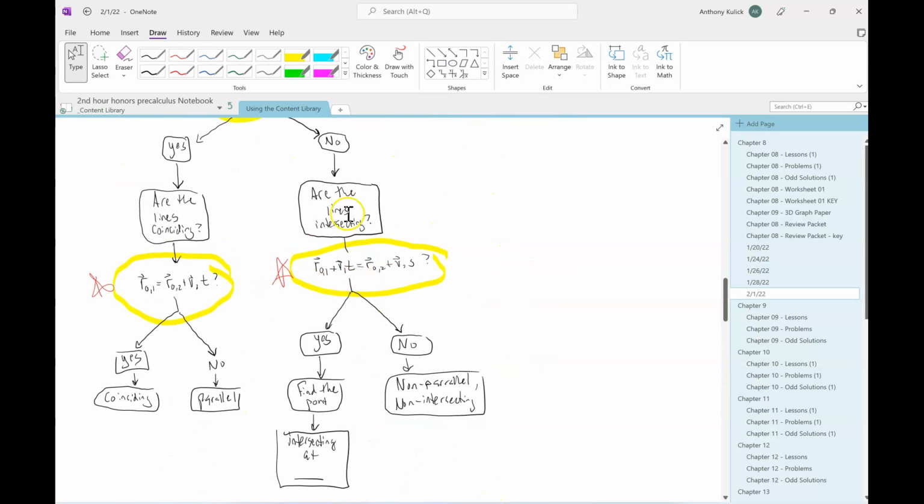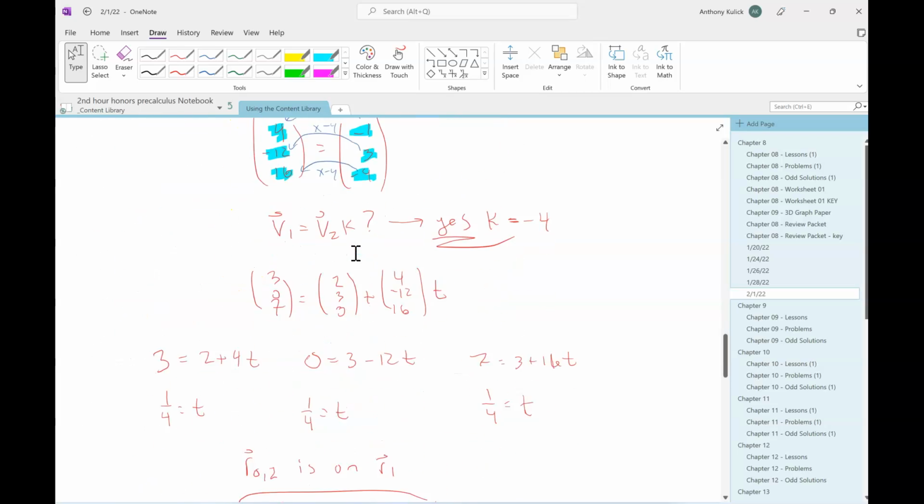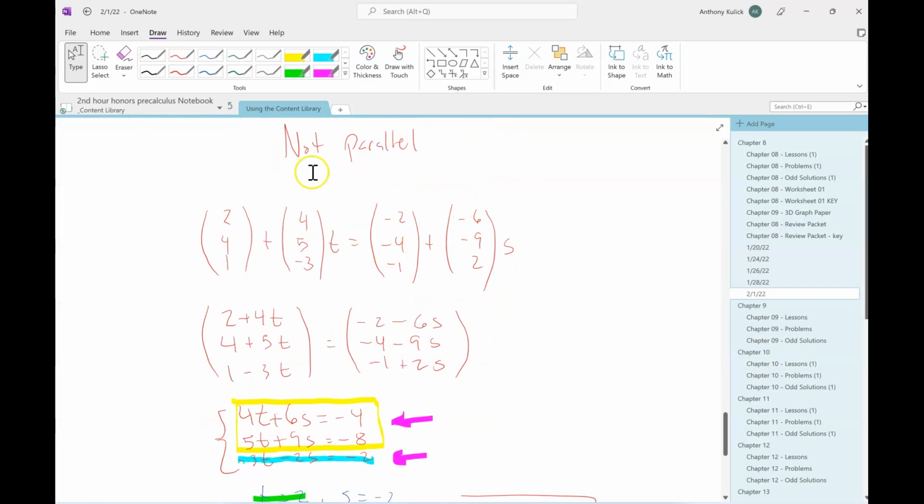So if I go and I look down here, I need to check if the lines are intersecting. And I do that by setting the two lines equal to each other. So that's what we did here. And just like before, I did the vector operation. So I did the direction vector times t, and then added it to the point vector. So 2 plus 4t, 4 plus 5t, 1 plus -3t. And I did that on both sides. Cool.